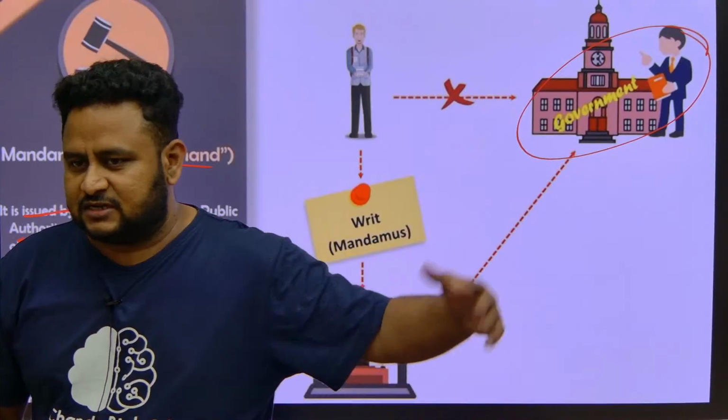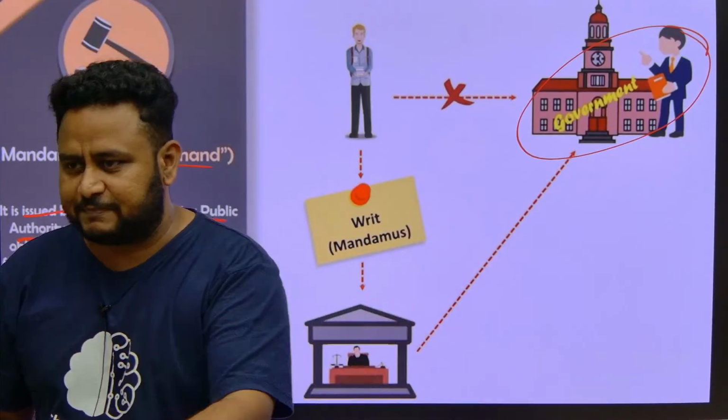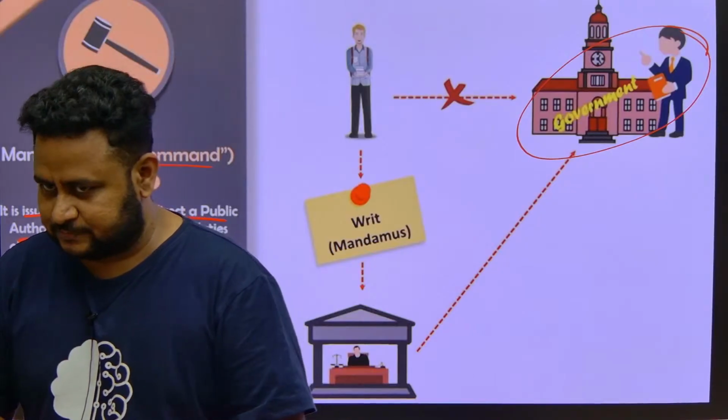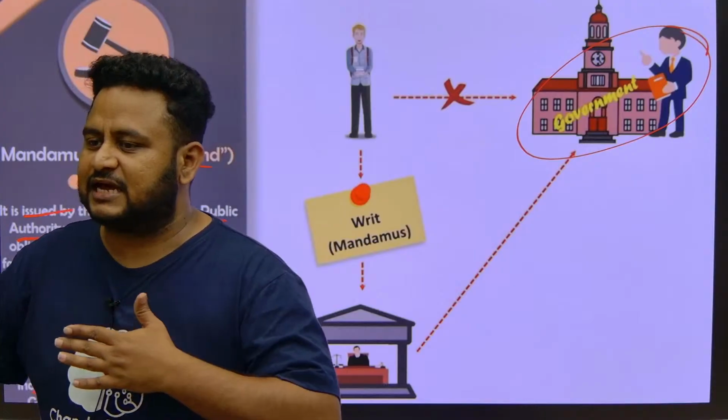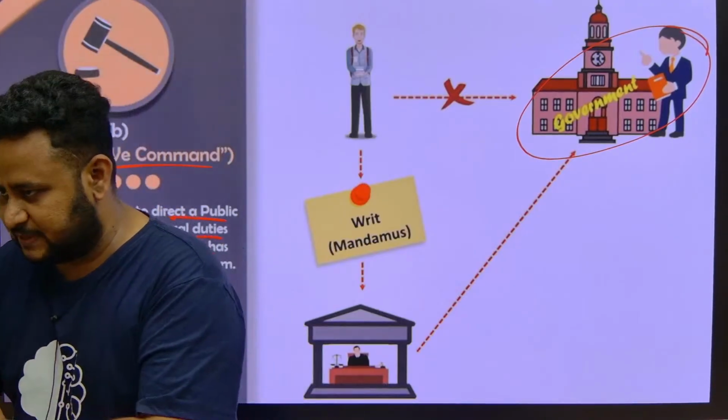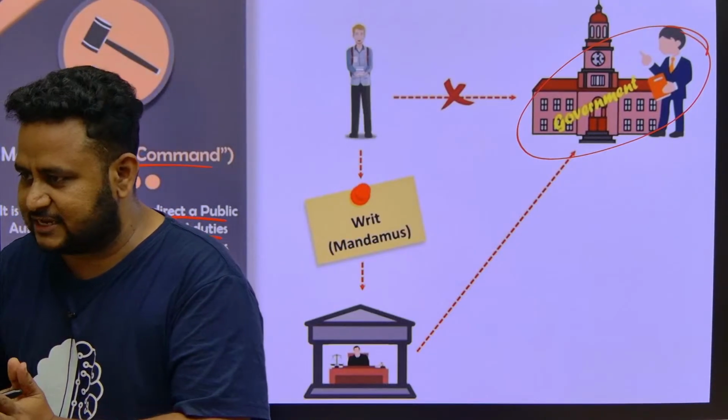Correct? No. Sir has the power to direct me, or you have the power to direct me, command me to do the class. Correct? No. That is the meaning of mandamus in general terms. But in reality, this can be issued only against government. Okay, against government, not against any private office.